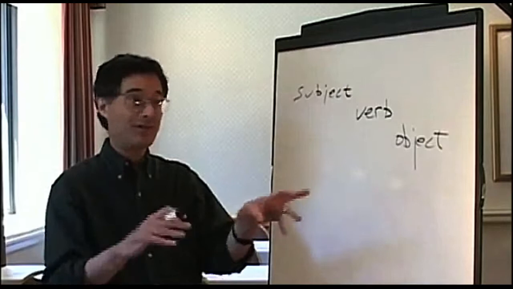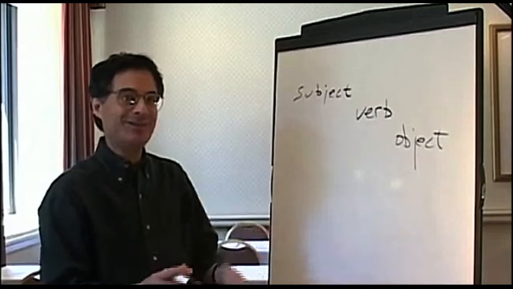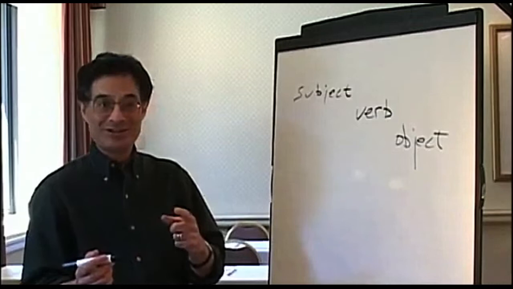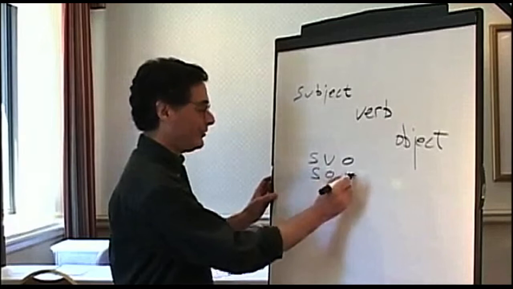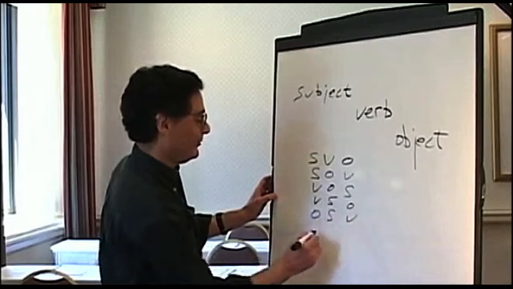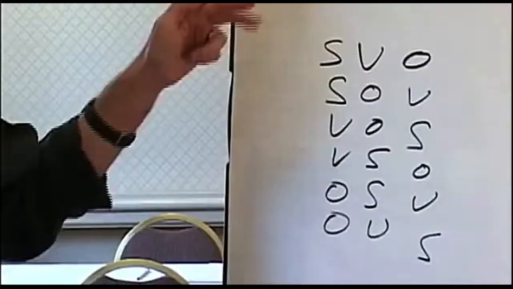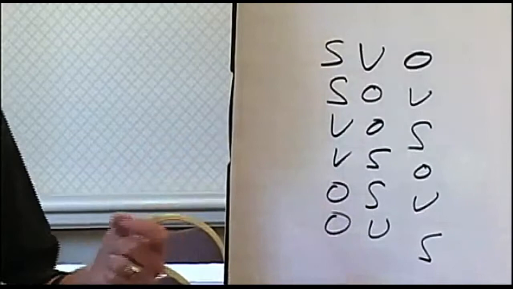And in fact, in some languages, it can be any old thing because you mark who's doing it by little suffixes or something like that. But ignoring that for the time being, mathematically, for these three elements, there's six possible combinations. In other words, there's the subject, verb, object. It could be subject, object, verb. It could be verb, object, subject, verb, subject, object, object, subject, verb, object, verb, subject. But mathematically, there's six of these things. And all of these things are represented in languages in the world somewhere or other. However, some of them are a lot more common than others.